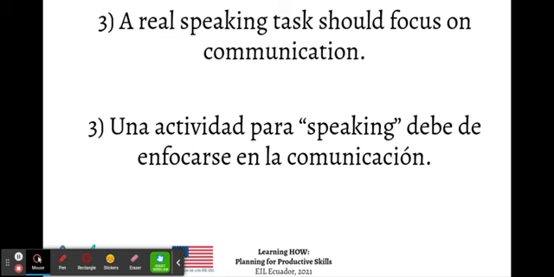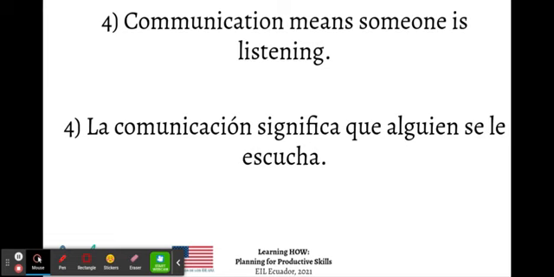Also, that the focus of a real speaking task should be communication. It's not enough to say words, but we have to say words that have a real meaning of something that we want to say. And then communication does mean that someone is listening. It's not enough just to say something, even if it has meaning, but it's important that someone else listen and understand it.